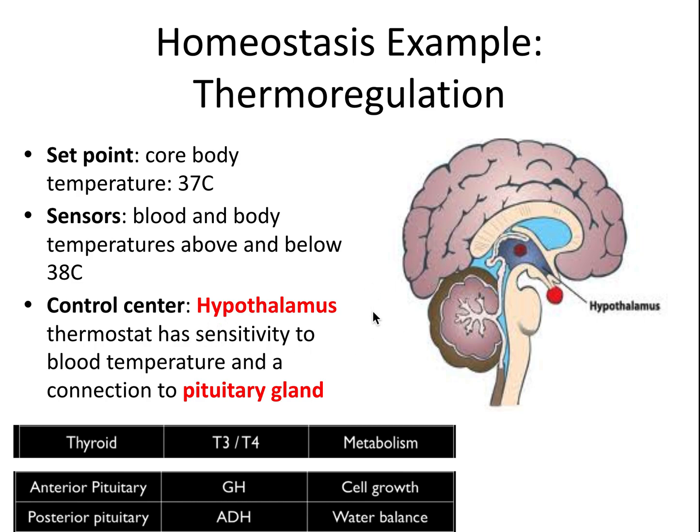In the hypothalamus, the thermostat has a sensitivity to your blood temperature, so how hot you are, and it's connected to your pituitary gland, which has to do with these hormones down here. But in the sense of your body temperature, the hypothalamus is going to be sending a message to your thyroid gland right here, and it's going to send out T3 and T4, which have to do with the amount of iodine in them, and they send out these hormones, T3 and T4, to affect your metabolism.